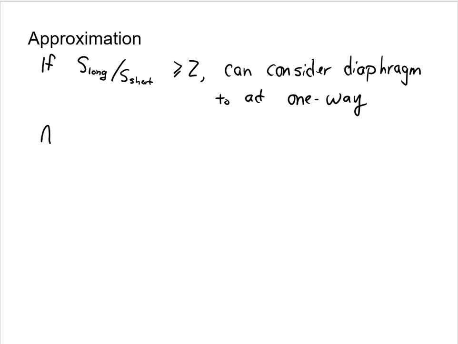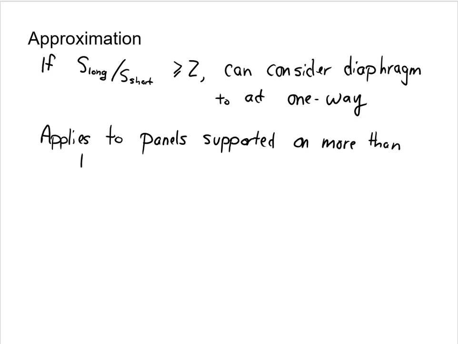To be clear, this only applies to panels supported on more than two sides. That is because the one-way action needs to be between supporting members on opposite sides of the panel. So how reasonable is this approximation? For an aspect ratio of 2, if we calculate the peak moment in the long member treating the panel as acting two-way, and we calculate the peak moment in that same member treating the panel as acting one-way, our approximation only overpredicts the moment by 1%.